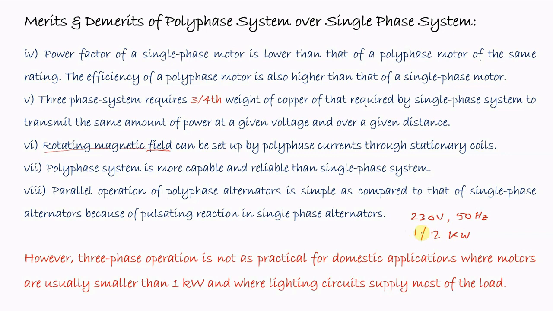So if we use the three phase power supply to run this small amount of power, then it will not be so economical. That's why for domestic applications, for household applications, only single phase supply is used. Although the power that we get from the single phase supply will be pulsating in nature, it is still okay because the rating of the motors or other appliances is very small.